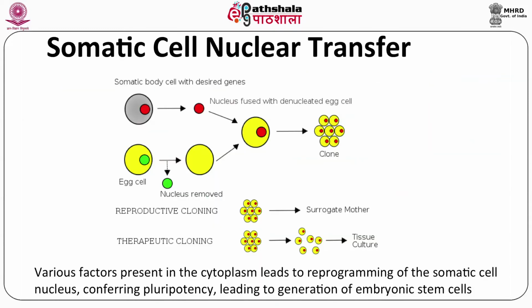These cells can reach the blastocyst stage, when they can be used to isolate embryonic stem cells, or the blastocyst as such can be introduced into the uterus of a surrogate mother, which is what is done in the case of reproductive cloning. You might be familiar with what Ian Wilmut did for reproductive cloning by generating Dolly.